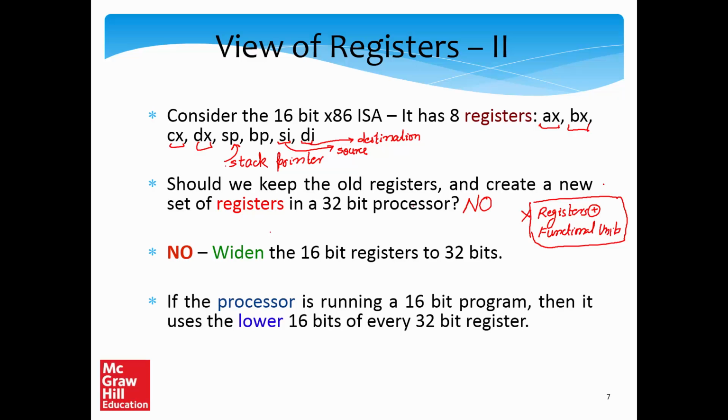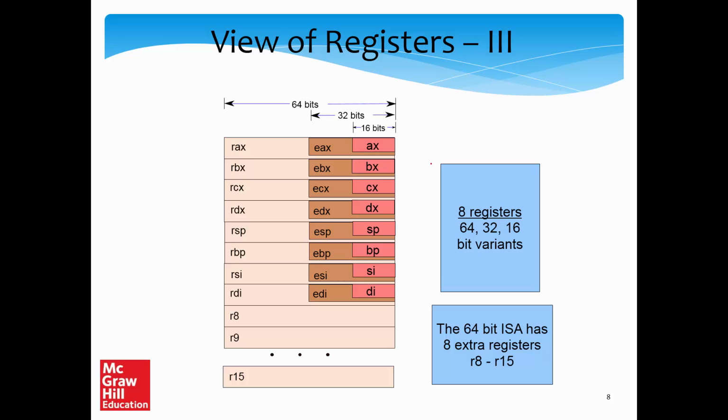So what we can do is widen the set of 16-bit registers to 32 bits. We shall see in the next few slides how this is done. If the processor is running a 16-bit program, then it can think that every register is 16 bits wide. And how will it think? It will use the lower 16 bits of every 32-bit register to save its value. So let's take a look at this particular figure. This figure is very important. We'll keep on referring to it. It's very important that readers get a very good idea of this figure before proceeding.